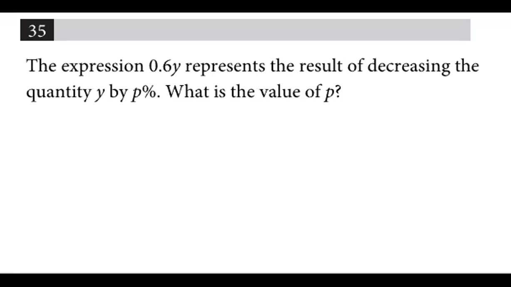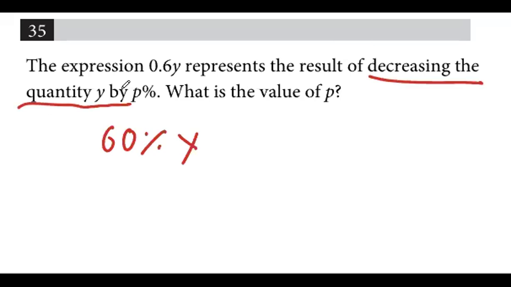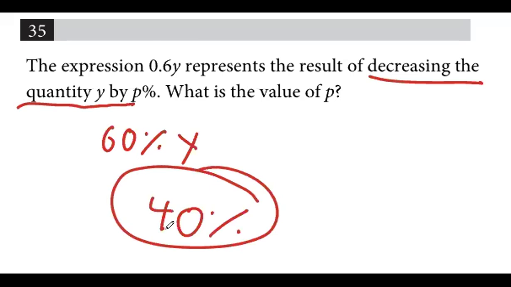Okay, so for question 35, 0.6y represents the result of decreasing quantity y by p%. What is the value of p? Well, in this case, this as a percent would be 60% of y. So we have 60% of y. And we're asked about decreasing quantity y by p%. So this would just mean decreasing y by 40%, because 60 plus 40% is 100% of y, so you're decreasing y by 40% to get 60% of y. So the value of p is 40.